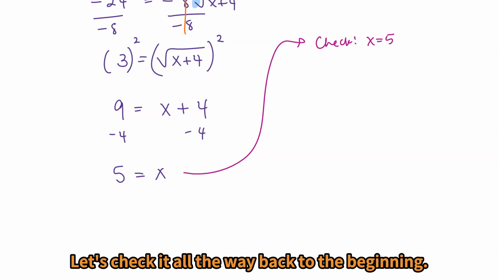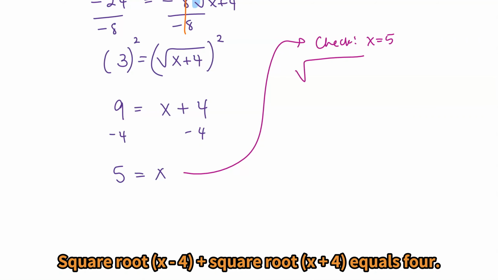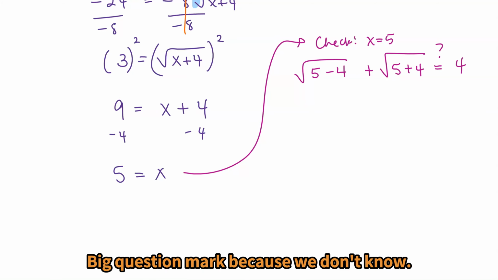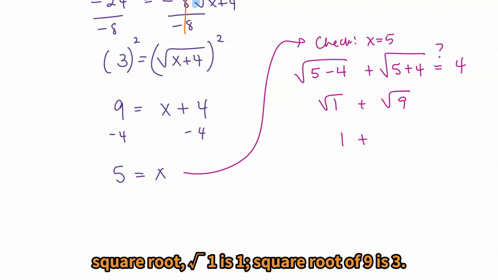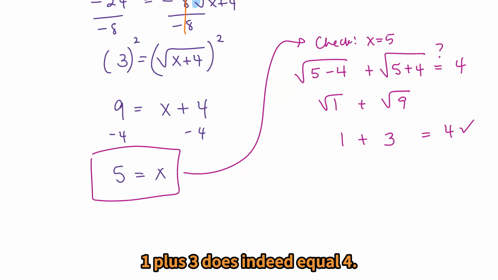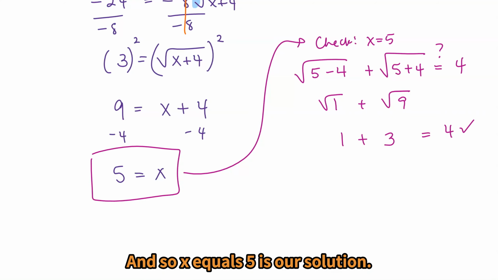Let's check it all the way back to the beginning. The square root of x minus 4 plus the square root of x plus 4 equals 4, big question mark, because we don't know yet. 5 minus 4 is 1. 5 plus 4 is 9. If I take the square roots, the square root of 1 is 1 and the square root of 9 is 3. 1 plus 3 does indeed equal 4. And so x equals 5 is our solution.